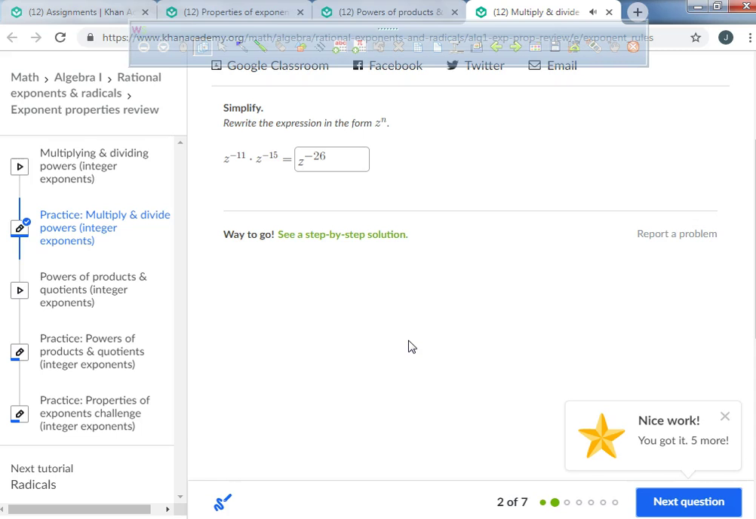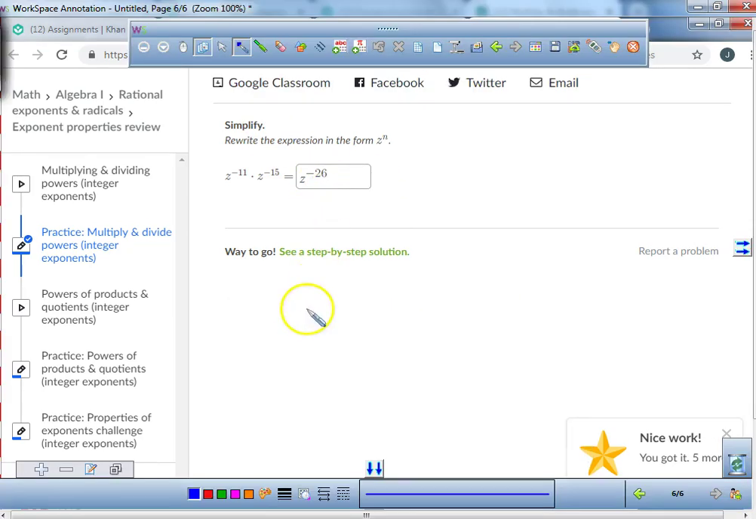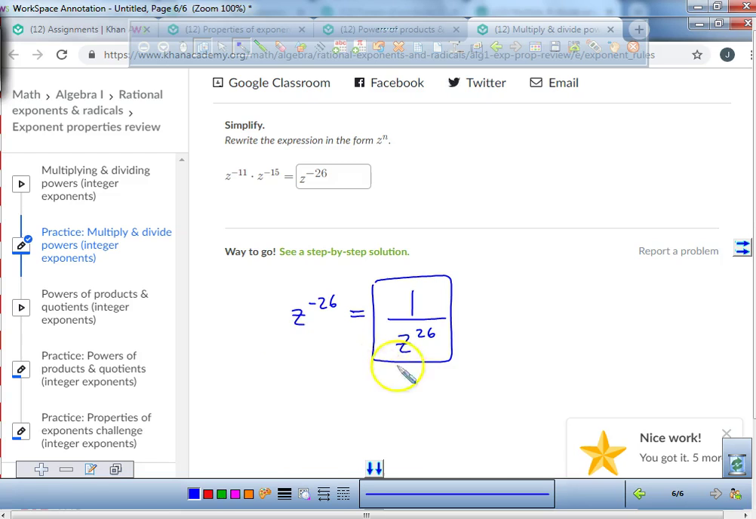Okay, and before I move on to the next topic, I just want to make sure you guys understand that if I wanted to rewrite this as a positive exponent, all I have to do is shift it down in the denominator. These mean the same thing. These are the same thing.